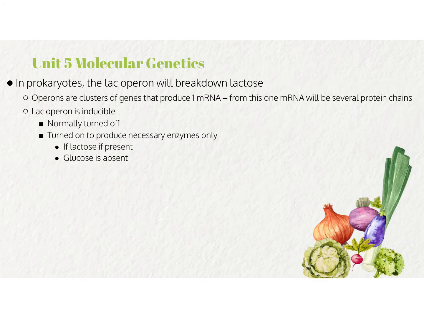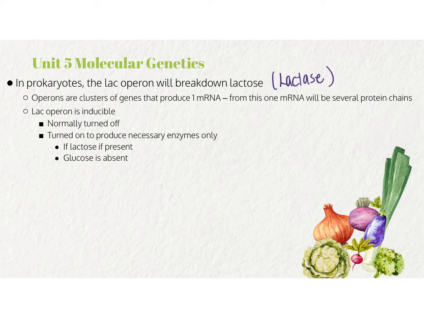In Unit 5, which was molecular genetics, we used the specific example of the breakdown of lactose in prokaryotes, which is known as the Lac Operon. Now remember that operons are clusters of genes that produce one mRNA molecule, and from that one mRNA molecule there'll be several protein chains encoded. In this case, it's going to be the proteins that come together and form the enzyme to break down lactose, which is called lactase. Remember that you can tell something is an enzyme by its ending of -ase.